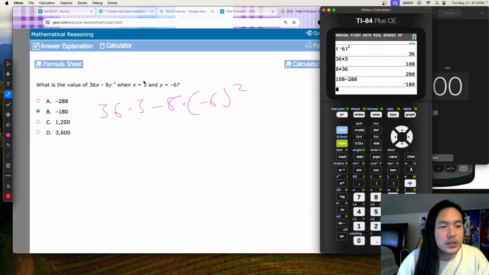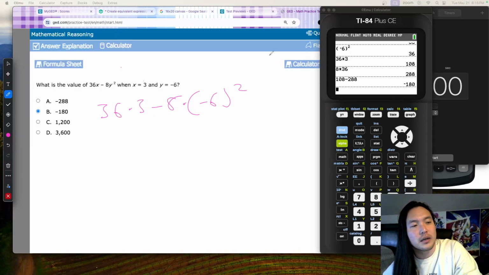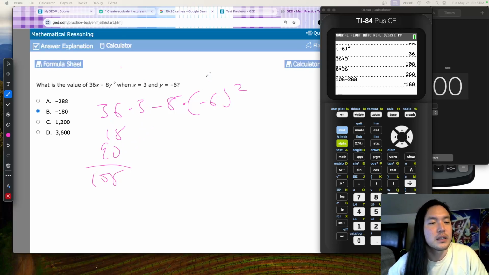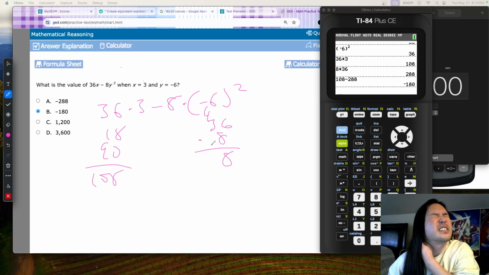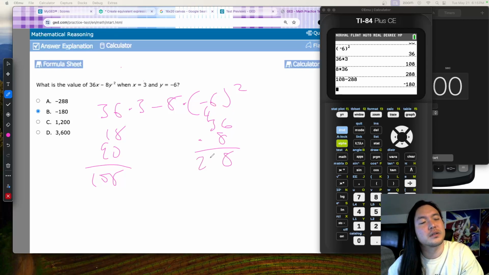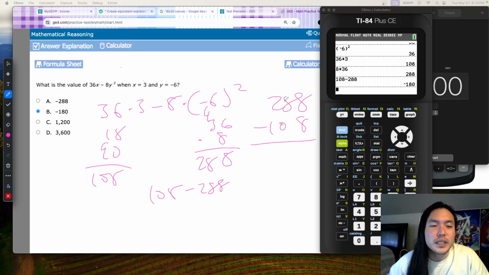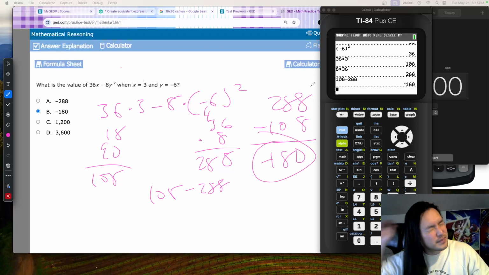Worst case scenario, just do it by hand, be fast at your arithmetic. Just be quick with your arithmetic. 36 times 3: 6 times 3 is 18, 3 times 3 is 90. This is equal to 108. 6 times 6 is 36, times 8, this is 48, carry the 4. 24 plus 4 is 288, and then you're going to do 108 minus 288. How do you do that? Well, I would think about it this way. 288 minus 108 is definitely 180. Well, then if 288 minus 108 is 180, 108 minus 288 is negative 180.